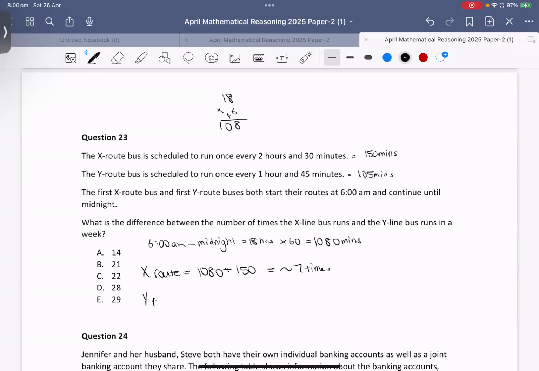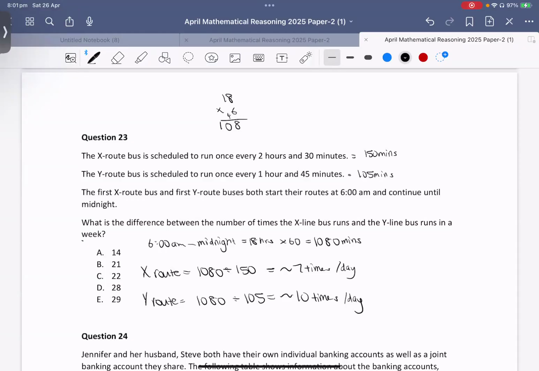And the Y one is the same thing. We do 1080 divided by 105, and we get about 10. It's actually just over 10, like 10 point something. But again, we're not going to get time to run an 11th bus, so we can just say it runs 10 times a day. So that means X runs 7 times per day, and Y runs 10 times per day.